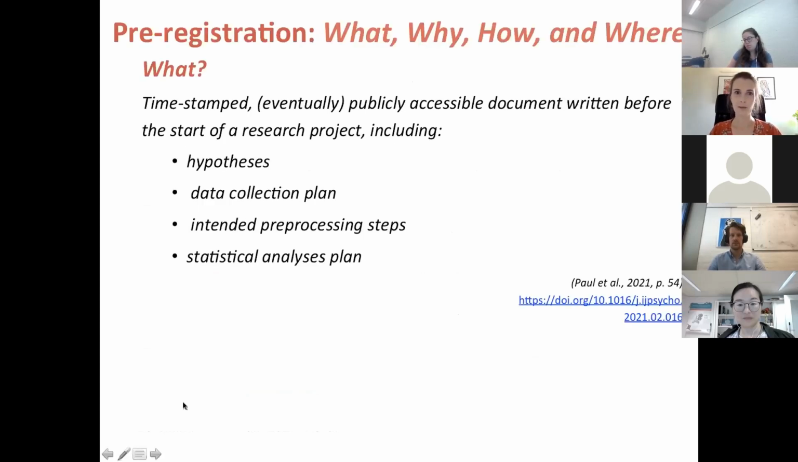I would like to answer a few questions. First of all, what is pre-registration? Pre-registration can be understood as a time-stamped plan, available online and accessible at least upon publication, which could include the hypothesis, the data collection plan, the pre-processing steps, and the statistical analysis plan.